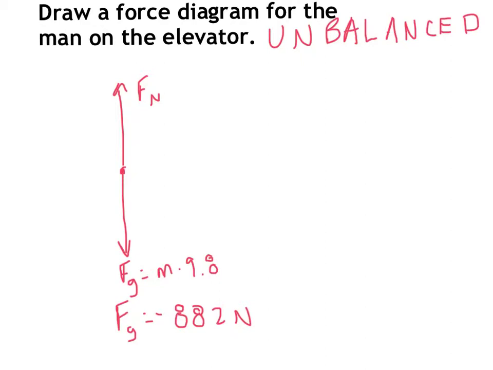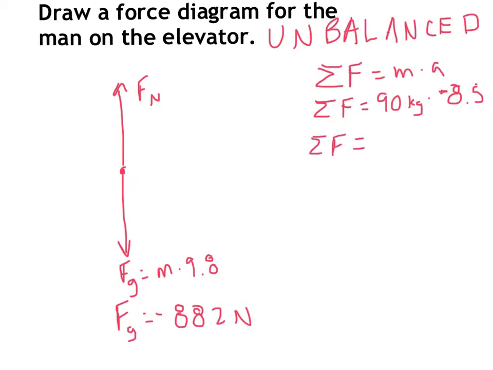So in order to figure out what the normal force must be, we should figure out what the net force is. We know that the net force is equal to the mass times the acceleration. So in this situation, his net force is going to be 90 kilograms times negative 8.5 meters per second squared, which gives us an overall net force of 765 newtons in the negative direction.